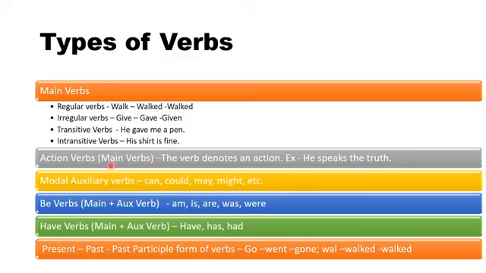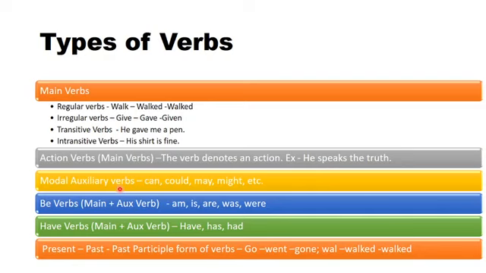Now come to the action verbs. Action verbs always function as a main verb. Look at this sentence: He speaks the truth. Here speaks is the verb. Why is it an action verb? Speaking is an action. So an action verb is very simple. It denotes an action.